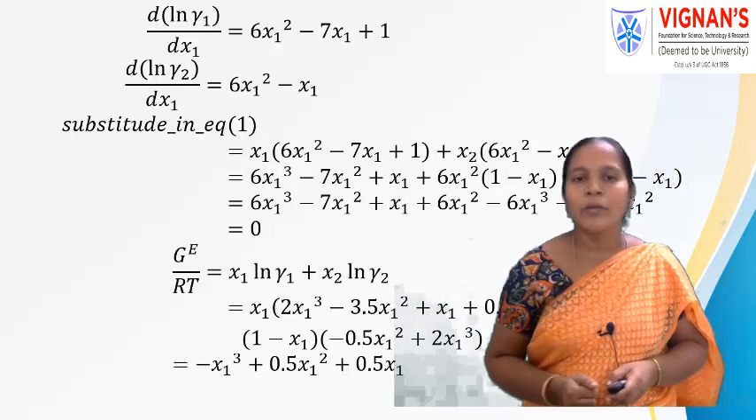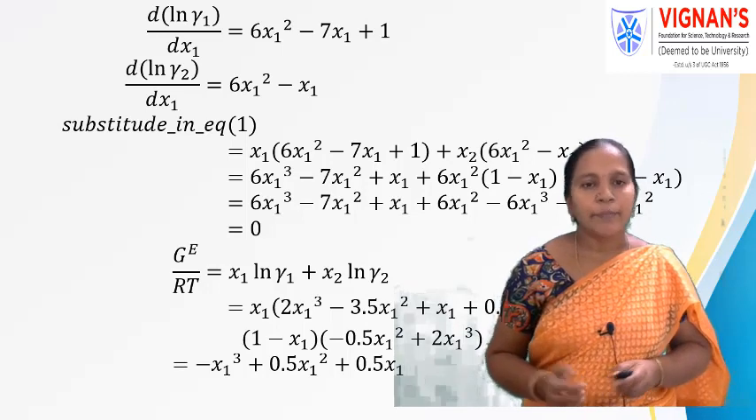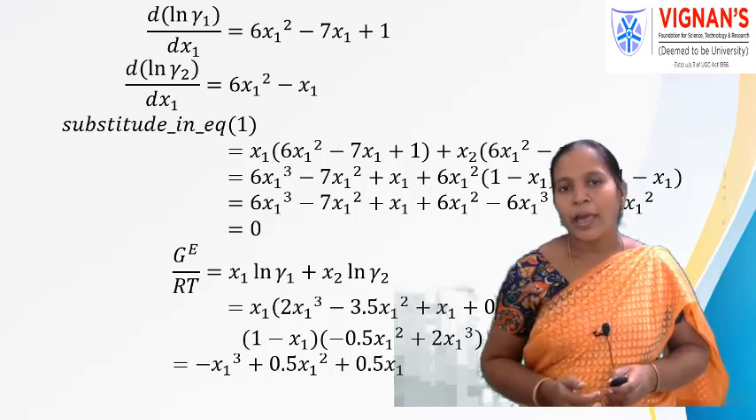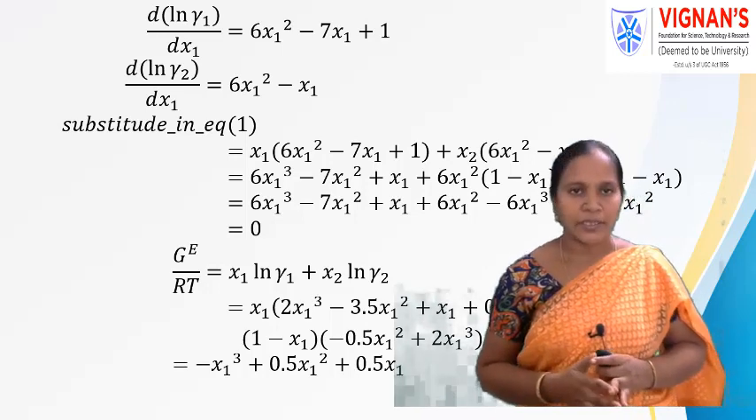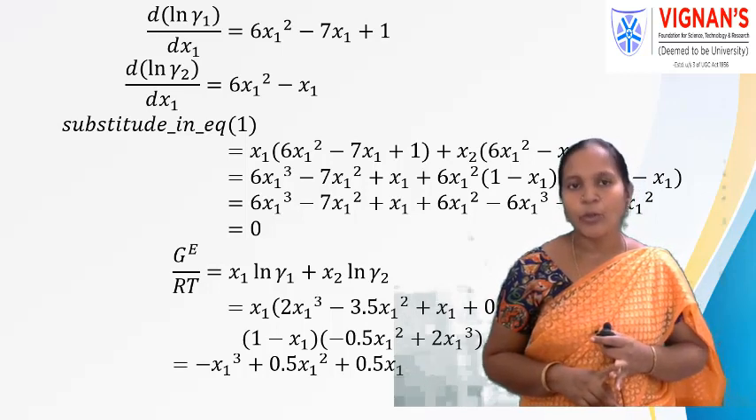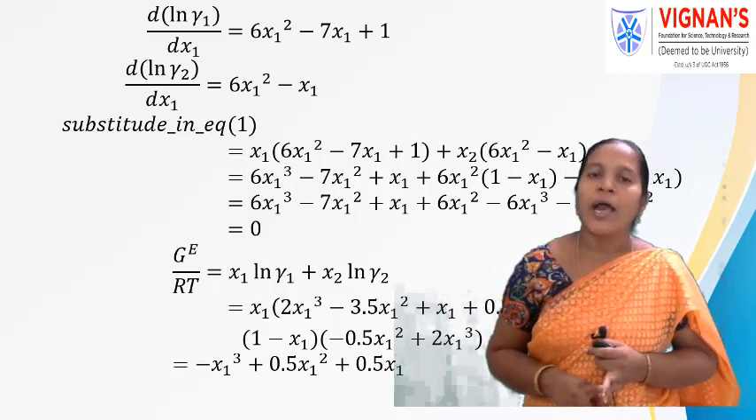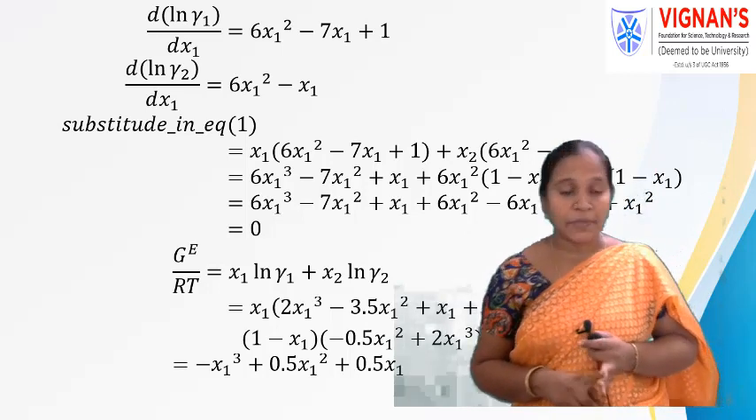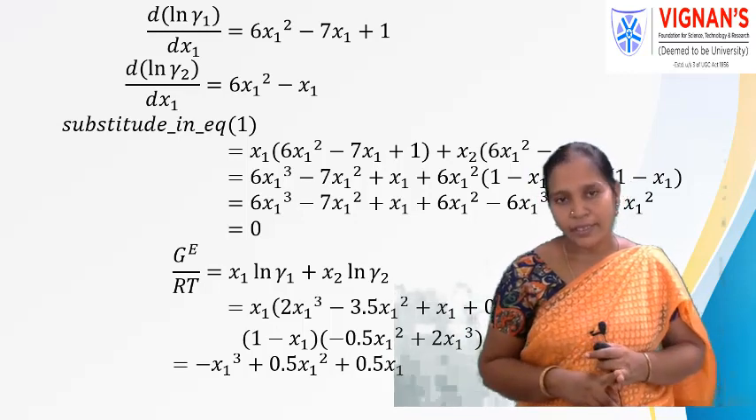In this problem, we calculate GE by RT and satisfy the Gibbs-Duhem equation. The given expressions are ln gamma 1 and ln gamma 2. Then prove the Gibbs-Duhem equation and derive the expression for GE by RT in terms of x1.